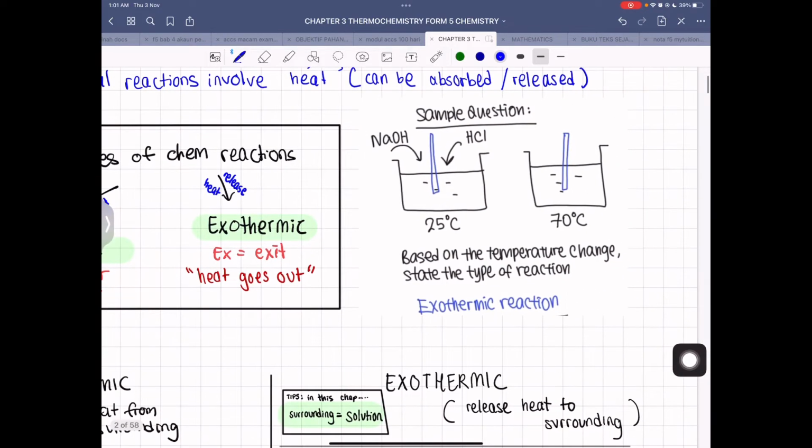So, sample question here. The temperature goes from 25 degrees to 70 degrees. So the temperature actually increases because there's more presence of energy, kan. So when there's more heat energy released to the surroundings, which in this case is the solution, it means exothermic has happened, so the temperature increases.